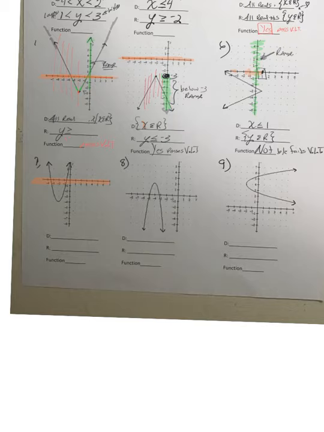So this one's going to be x is an element of the real numbers, right? Isn't that a lot faster than writing all real numbers? And then remember, the range is how high and how low does it go. And notice that it has a low point. So the lowest it goes, that's also called a vertex.